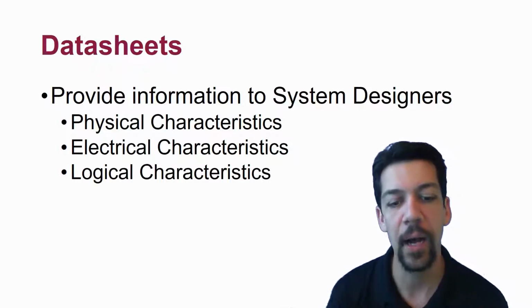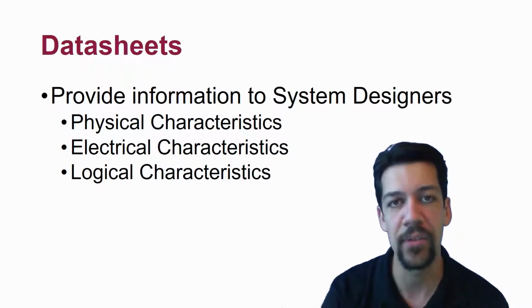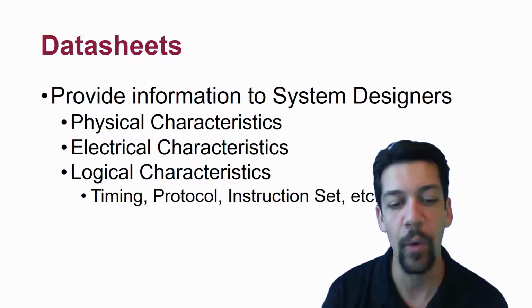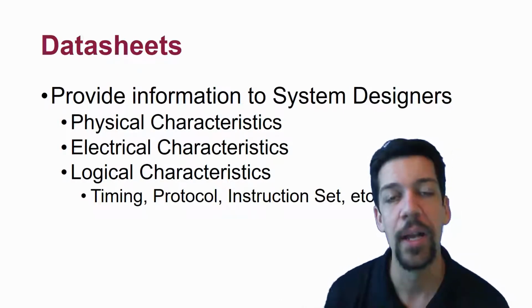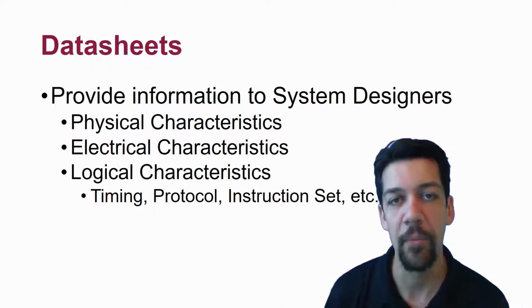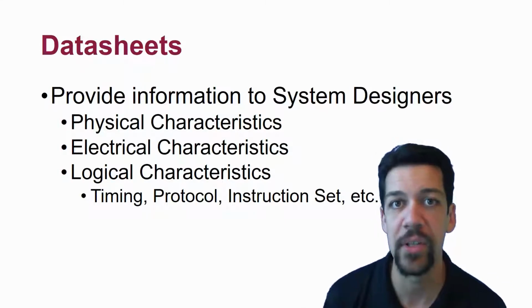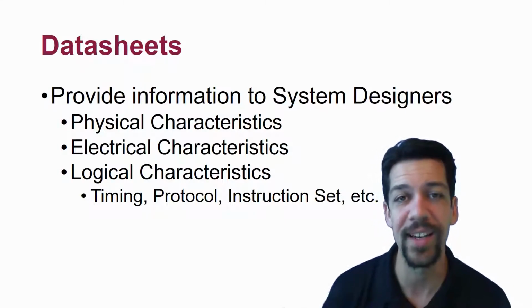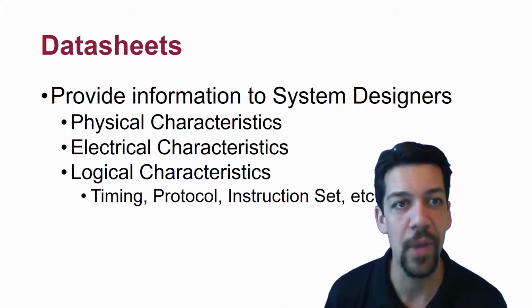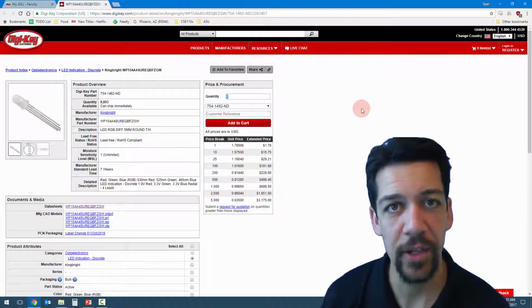That sort of thing. And then the logical characteristics, and this is for things like integrated circuits and stuff like that. What is the timing? What's the protocol? What is it going to do under certain characteristics? For a microprocessor, it might be things like what's the instruction set architecture? What are the registers that are available? What are the peripherals, right? What is it going to do when I send certain signals to it? So let's just dive in and look at some examples.